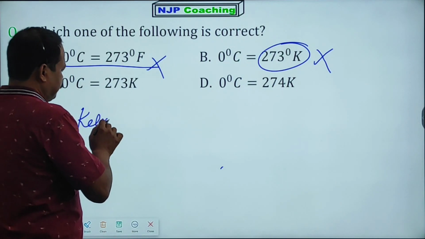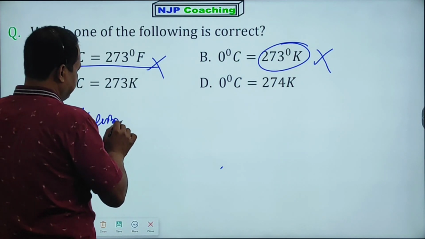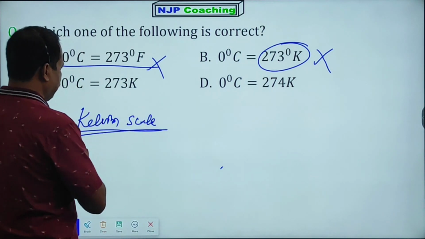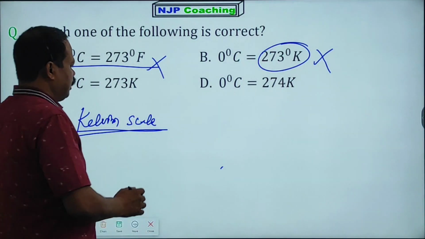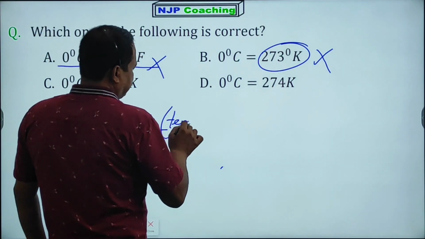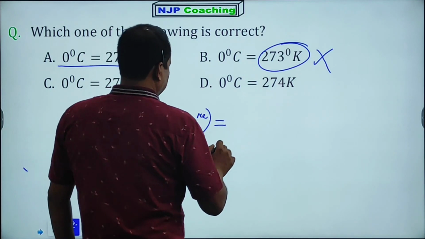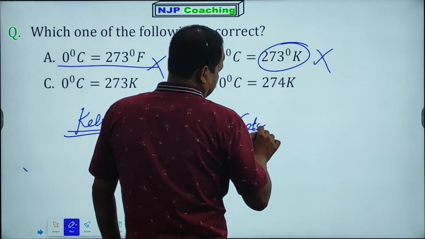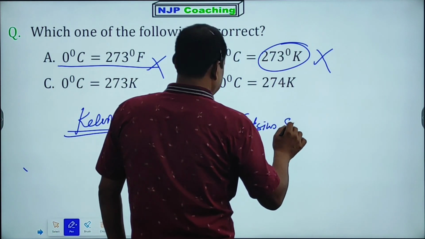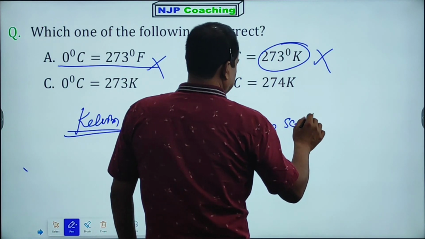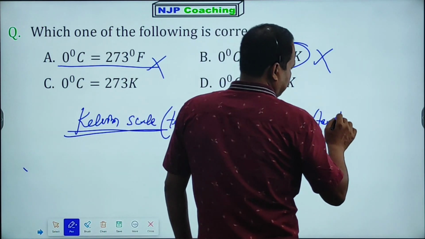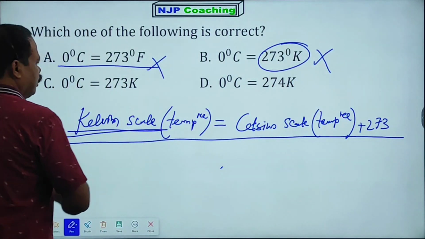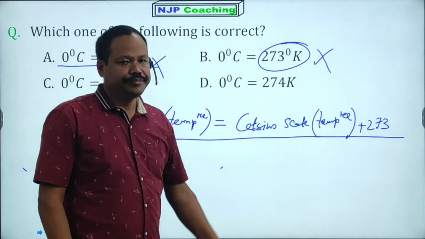Kelvin scale, this is an SI scale. The temperature of the Kelvin scale is equal to the Celsius or centigrade scale temperature plus 273. This is the relation of Kelvin scale and Celsius scale.